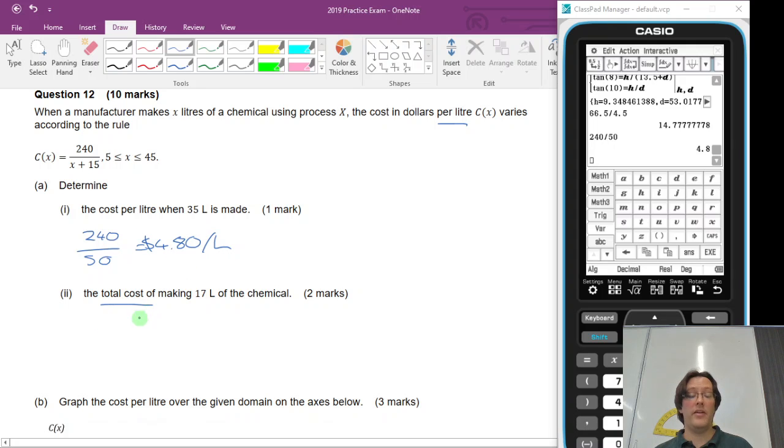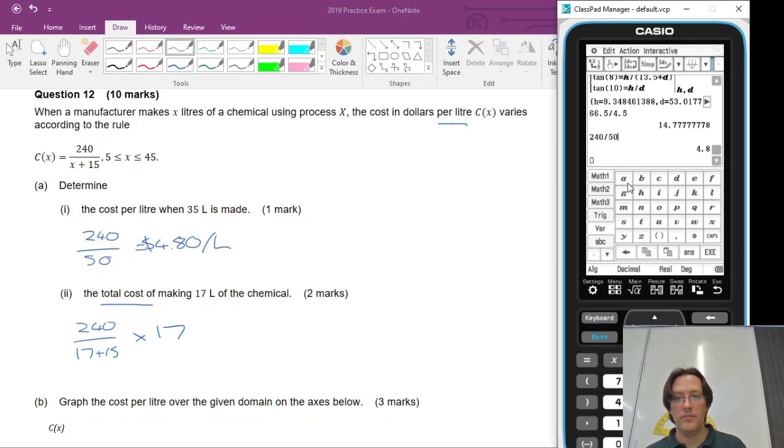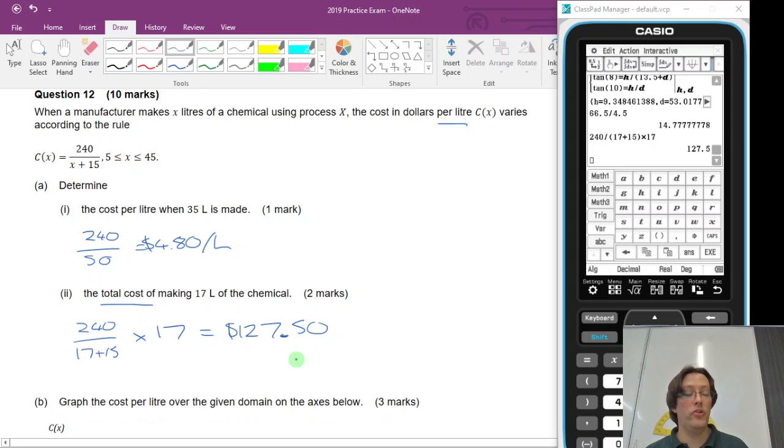So the total cost, and they're actually nice enough to point out that it's total cost and to give you a practice one ahead of time, of making 17 litres, that's going to be 240 over 17 plus 15 multiplied by 17. That gives us $127.50. Make sure you do two decimal points when talking about money. Otherwise, your answer doesn't make sense. There's a nice little pun for you.